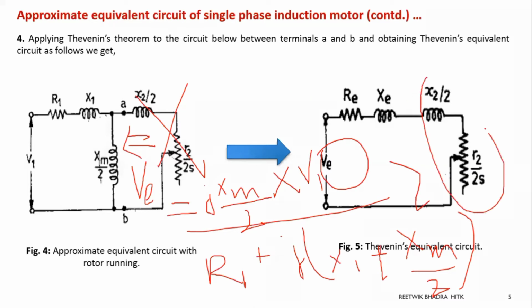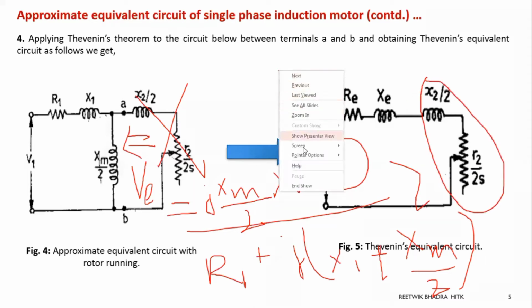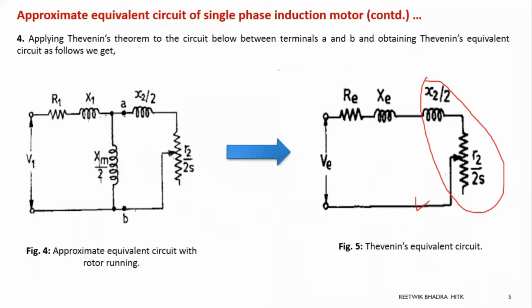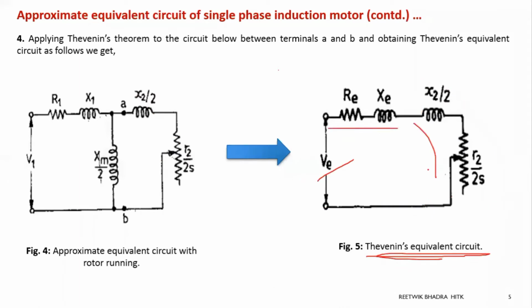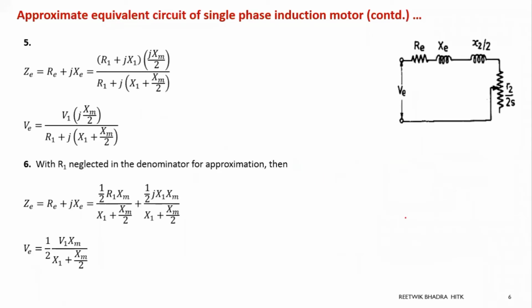And then we can add these two at the last, at this terminal A and B, and get our Thevenin's equivalent circuit. VTH, ZTH, ZL. You can find the current through here, that is IL. So that is what we have done. How we have done: R1 plus jX1 into jXm by 2 plus this one divided by total. Then V1 into jXm by 2 divided by total impedance.